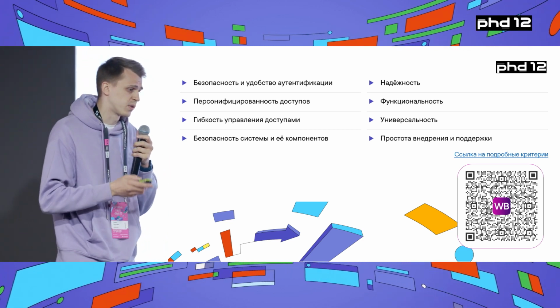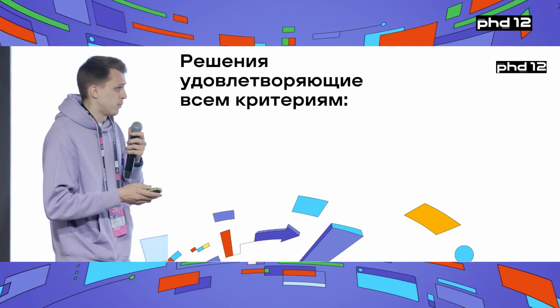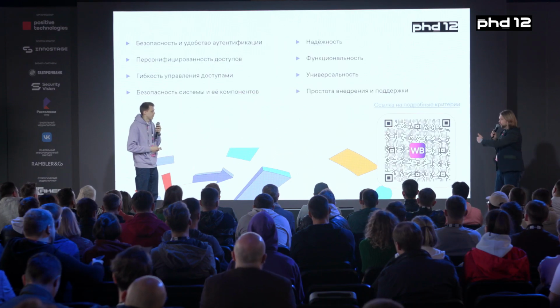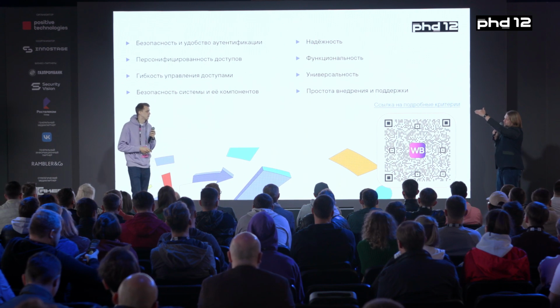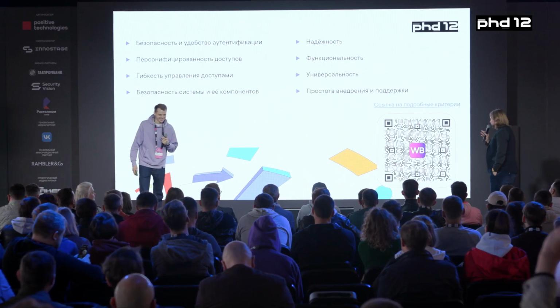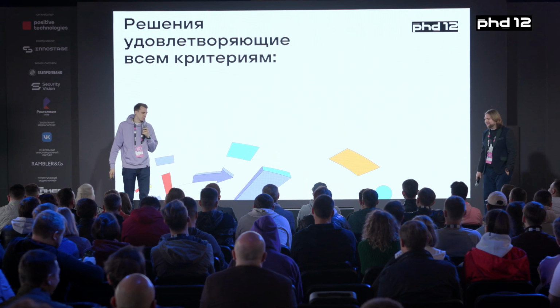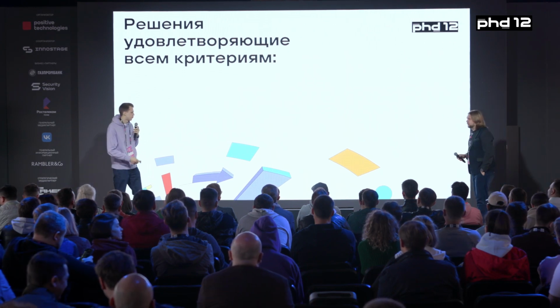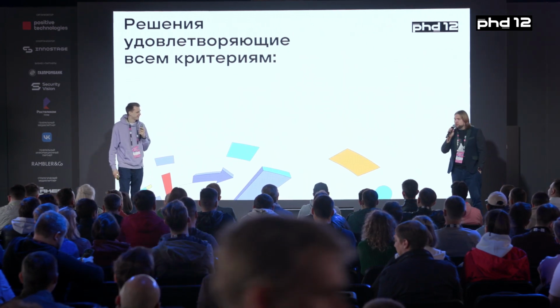You may have a look at these criteria using the QR code. You can scan that. This is not about phishing, but there is just a link to the Google disk, and this is not just a rickroll. I think that everyone has scanned that. So, Anton, what do we know about the solutions that can meet all these criteria?